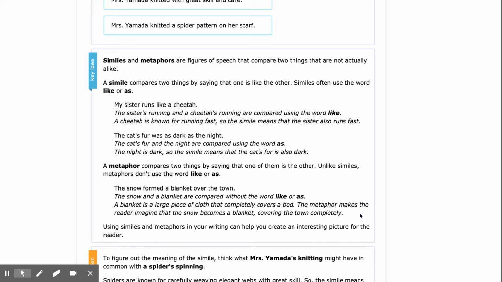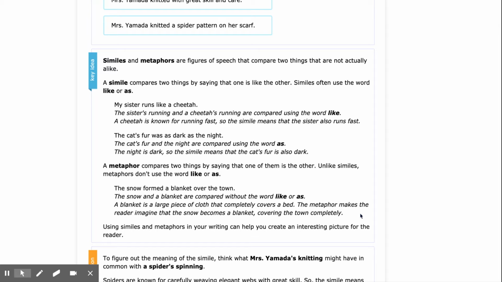A metaphor compares two things by saying that one of them is the other. Unlike similes, metaphors don't use the word like or as. The snow formed a blanket over the town. The snow and a blanket are compared without the word like or as.